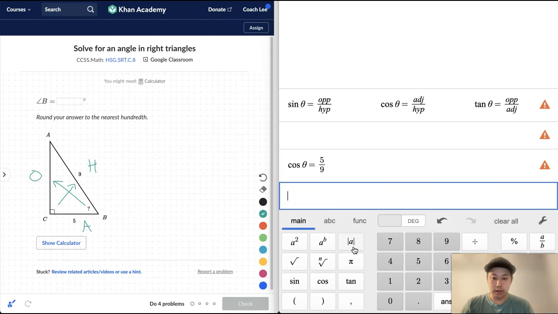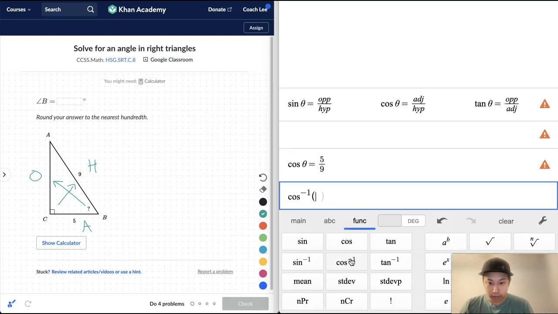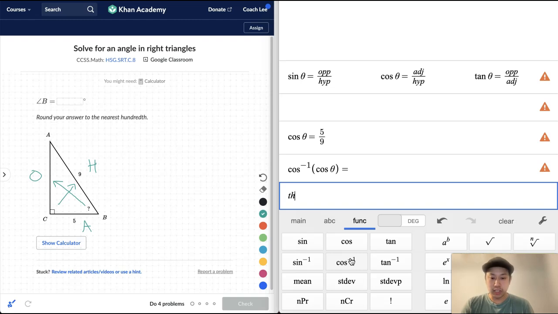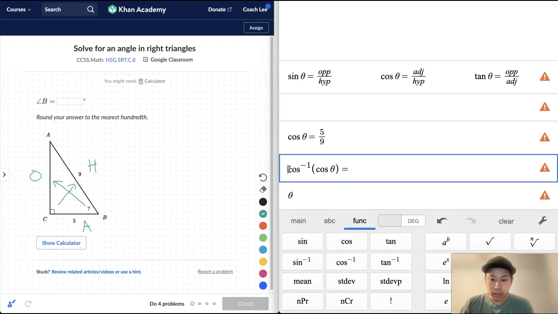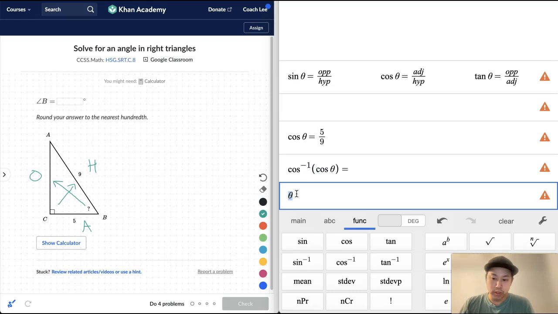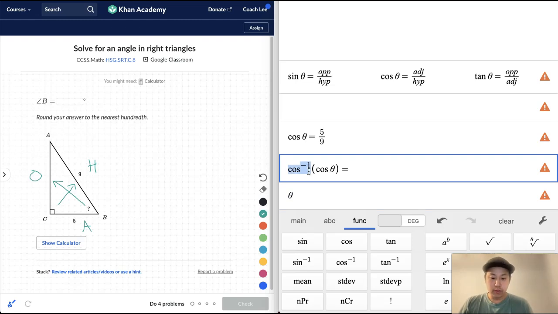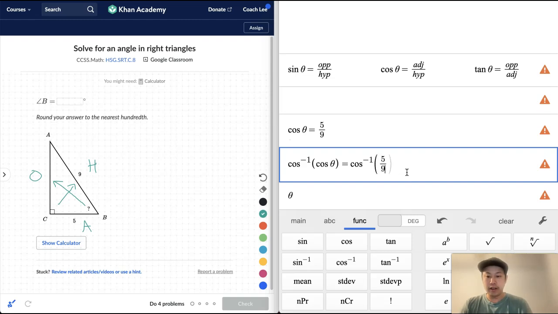If I do inverse cosine of the cosine of theta, that's going to spit back out your original theta. It's just like inverse operations. You do the inverse cosine of a cosine, you get back the original number, which in this case is the angle. If you do the inverse cosine on one side, it's like any other operation on an equation. You have to balance it out and do it to the other side too. So on the right side, it becomes the inverse cosine of 5/9.